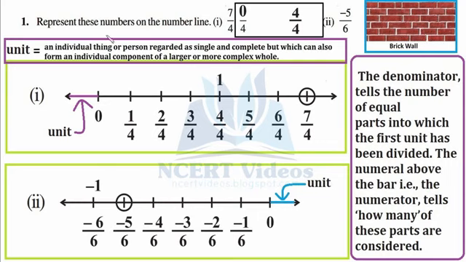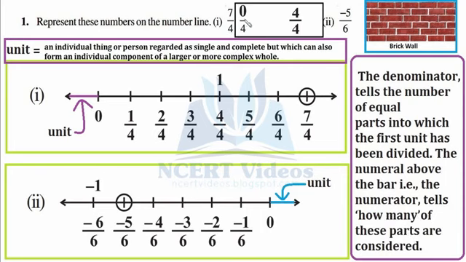So with this, let's solve our question. We have to represent these two numbers, that is 7/4 and -5/6, on a number line. Whenever you tackle such a question, first of all look at the denominator part. The denominator tells the number of equal parts into which the first unit has been divided. That is, it tells the number of divisions a particular range has been divided into. And the numerator, the numeral above the bar, tells how many of these parts are considered.